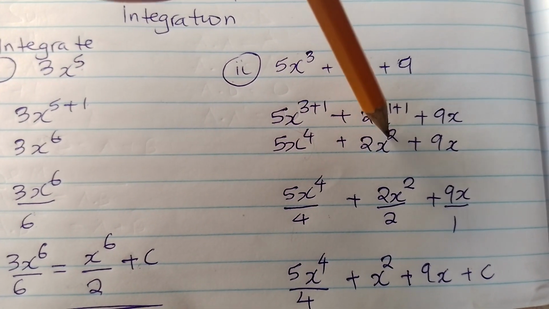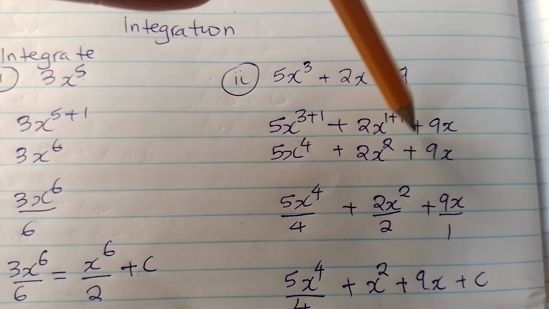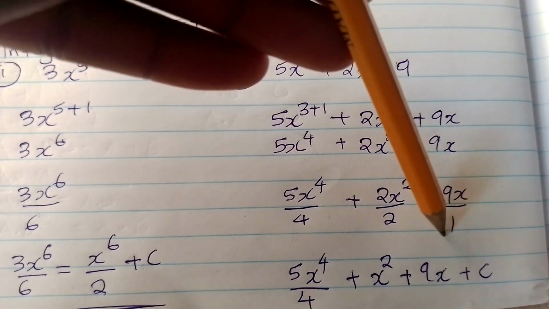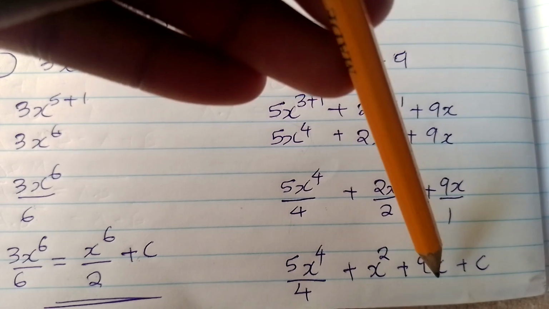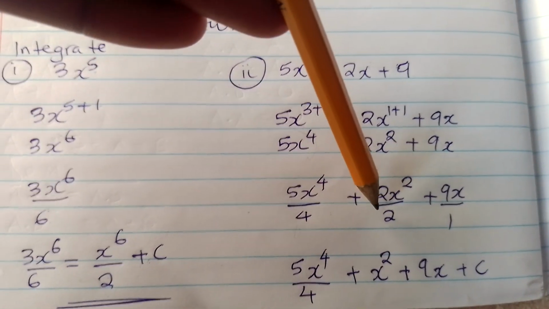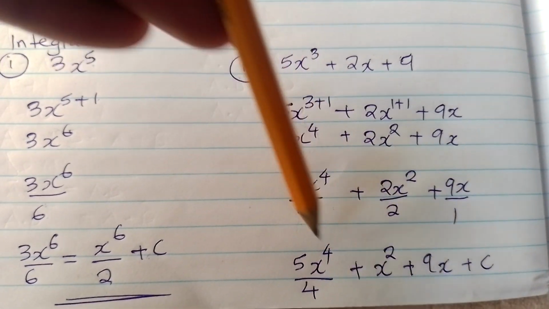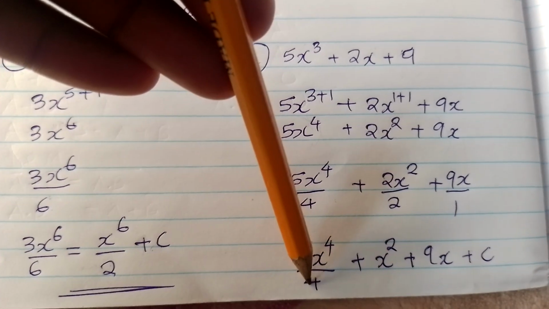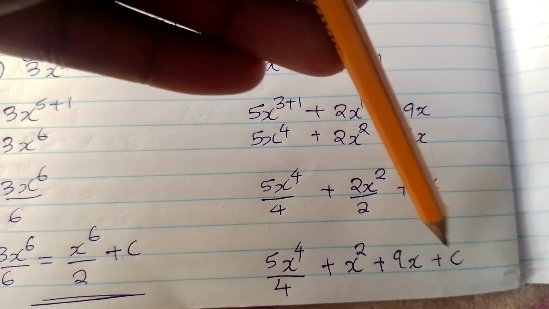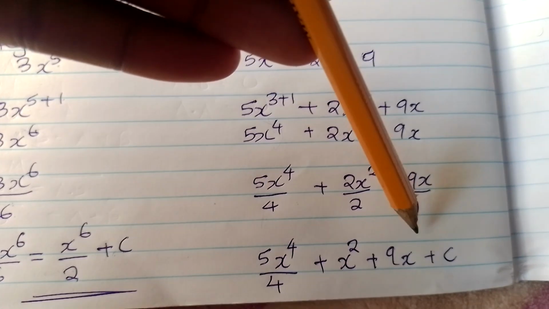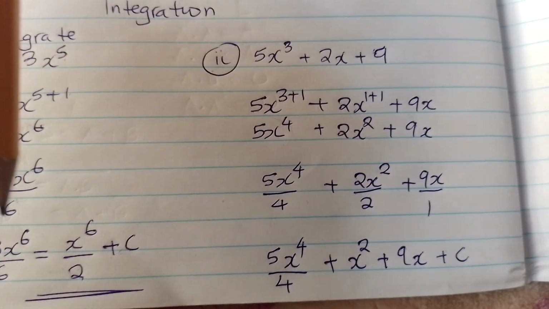This whole thing divided by power 2, that's what we have here. This whole thing divided by power 1, that's what we have here. So 1 into this is that, 2 into that, luckily they divide, so it's just x squared. 4 into this, nothing happens, so it remains the same. Then remember, you have to add the plus c when you're done with integration. And that's how you integrate. Hope it makes sense.